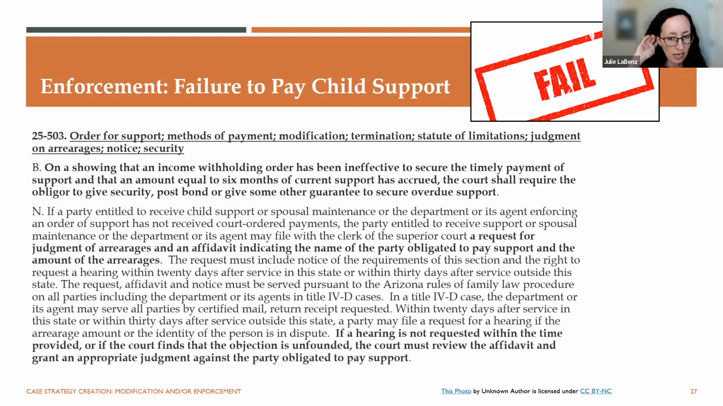Look at subsection N. If a party entitled to receive child support or spousal maintenance has not received the payments, the party entitled to receive the payments may file with the clerk of the Superior Court a request for a judgment of arrearages and an affidavit indicating the name of the party obligated to pay support and the amount of the arrearages. Arrearages are amounts that were owed in the past that are unpaid. So if you're obligated to pay $500 a month and you didn't pay that for 6 months, that 6 months you didn't pay is an arrearage.